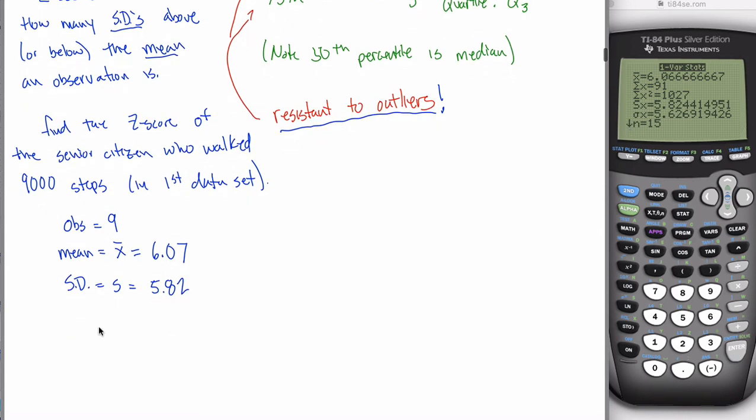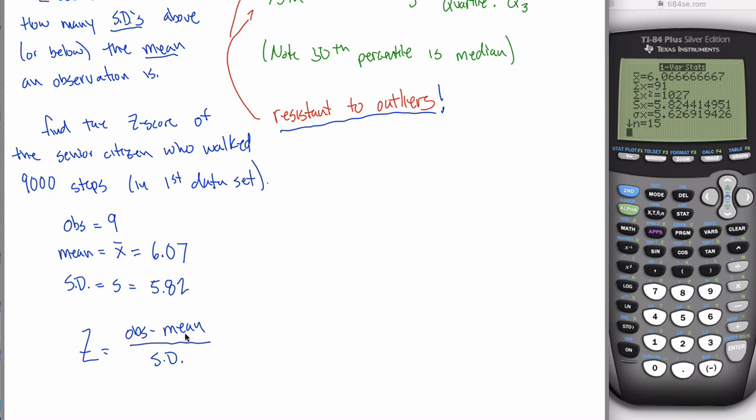And so you can figure out the z-score by saying how many 5.82s is 9 above 6.07. If you're mathematically inclined, that might bring to mind this formula. The observation minus the mean tells you how far above the mean this observation is. So 9 minus 6 is about 3. This person walked about 3,000 more steps than average.